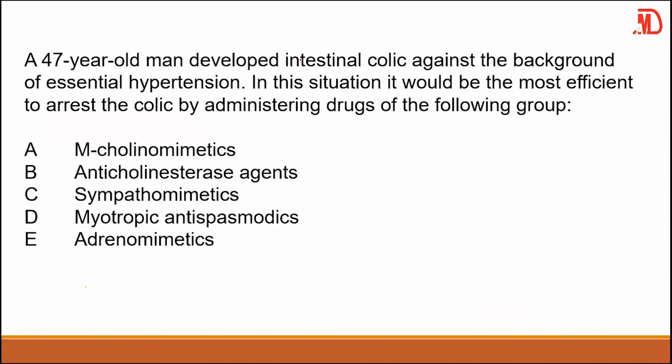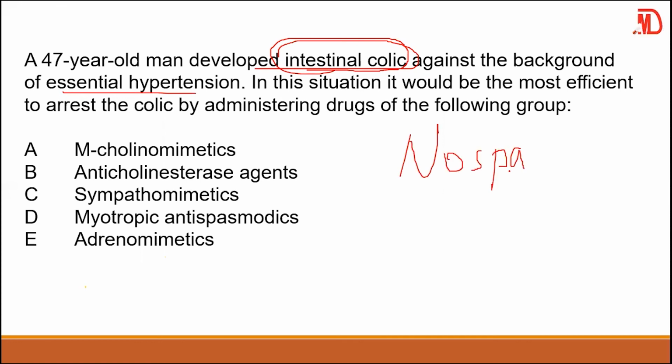A 27-year-old man developed intestinal colic against the background of essential hypertension. That means pain in the intestine. Guys, if there's pain in the intestine and you want to stop it, what will you do? Who knows NOSPA? NOSPA, good. Drotaverine. Thank you. So you're dealing with NOSPA.